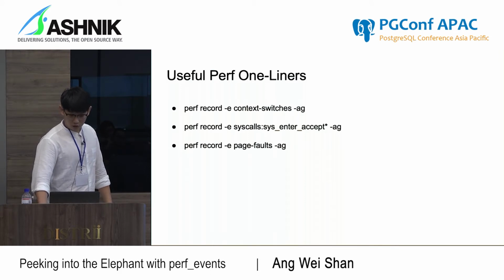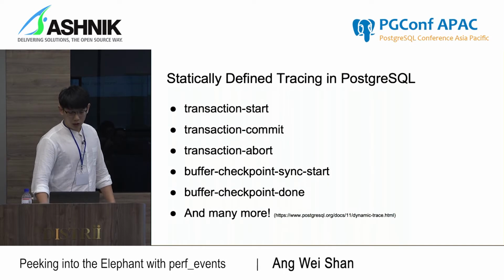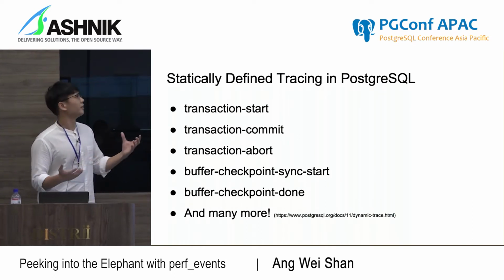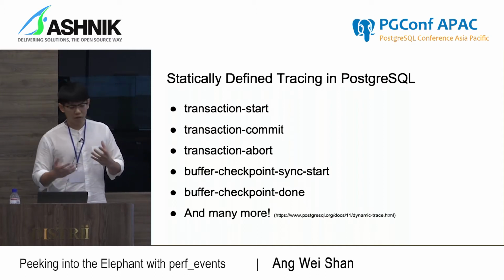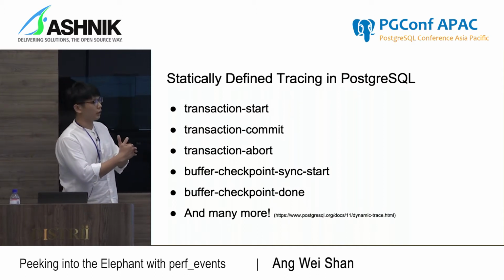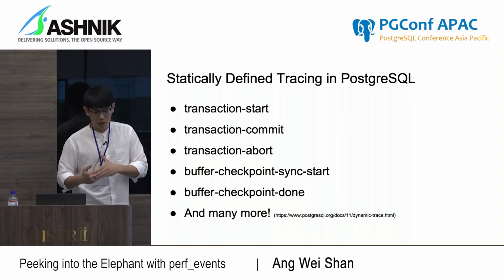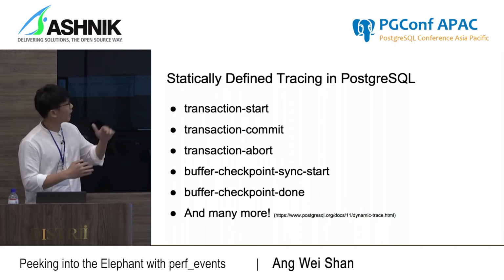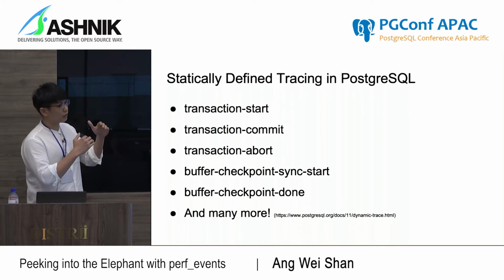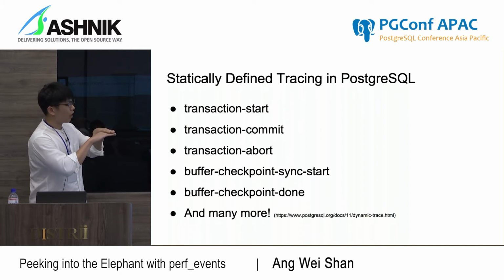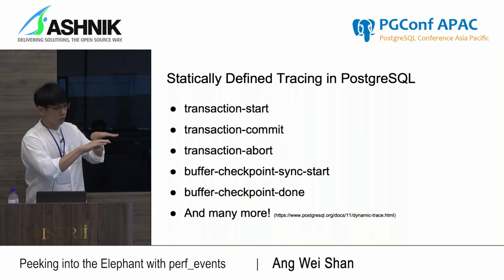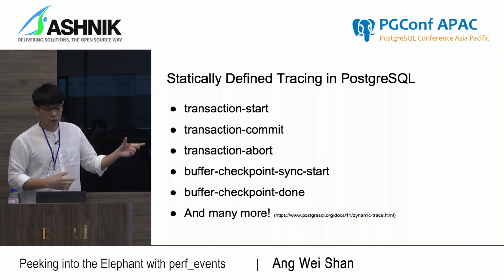Okay, so specifically for Postgres, Postgres developers are very kind. They actually expose certain trace points for us to use. They are called SDTs, or statically defined tracing. You can probe when a transaction starts, when it aborts, when it commits, or when the checkpoint sync starts and when it's done. So you can trace the latency of it as well.